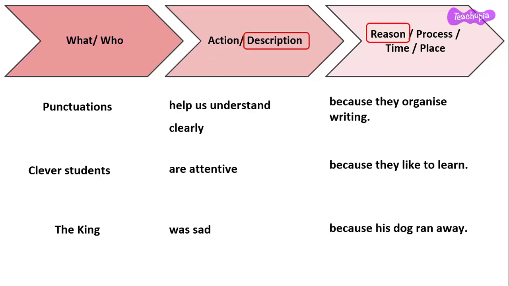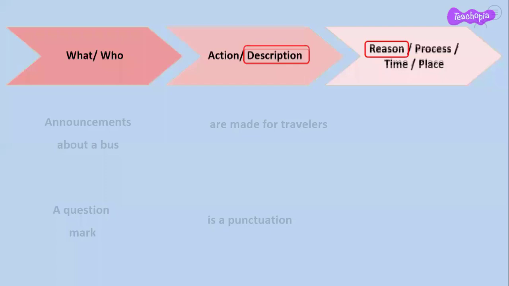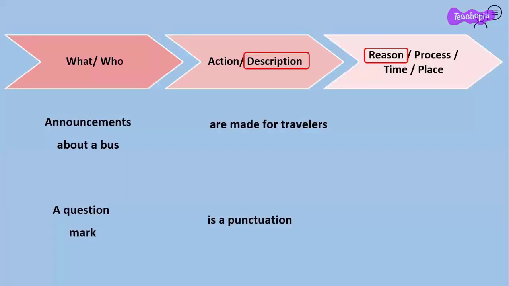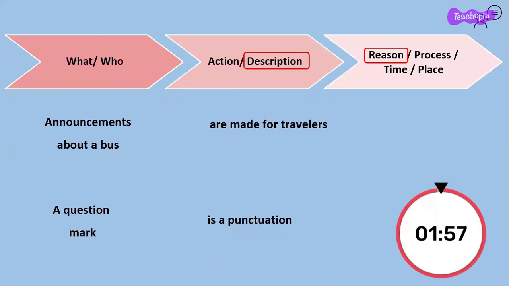Clever students are attentive because they like to learn. The king was sad because his dog ran away. So let us do the final activity here. Can you quickly add any reason to these sentences? Announcements about a bus are made for travelers, or a question mark is a punctuation. They are two description driven sentences. You have a quick time of 2 minutes to add information regarding the reason to these sentences.